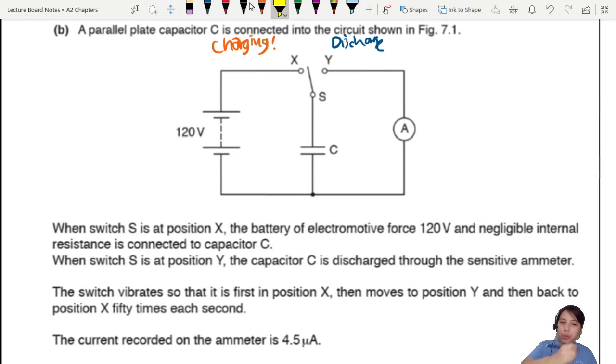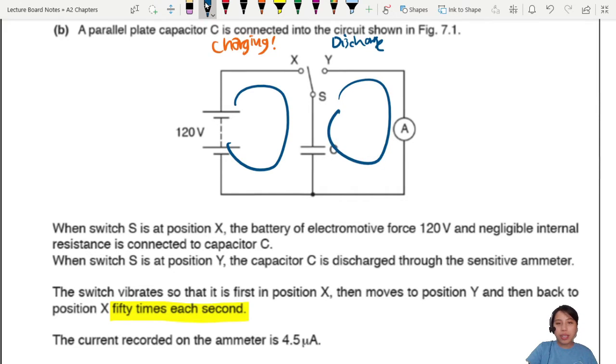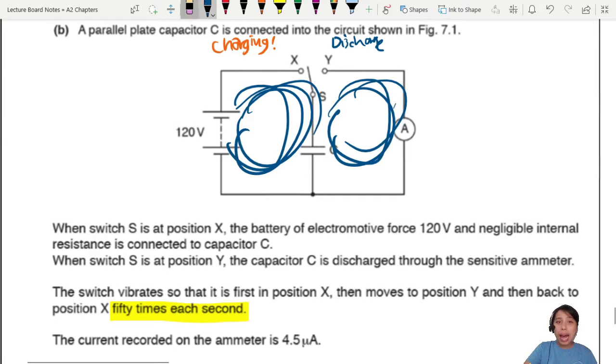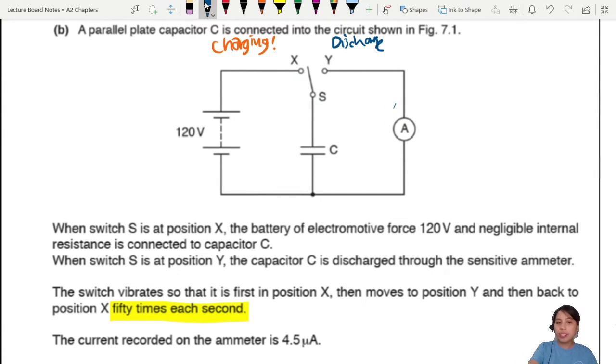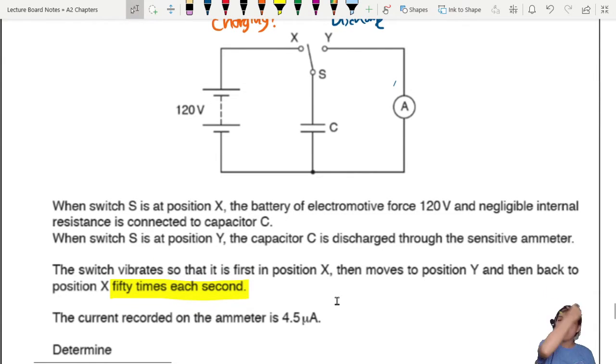Let's see what we're supposed to do here. The switch vibrates. So that is X, that is Y, then back to X, 50 times each second. So it'd be X, Y, X, Y, X, Y, X, Y. What the capacitor will do is charge, discharge, charge, discharge, charge, discharge, 50 times per second.